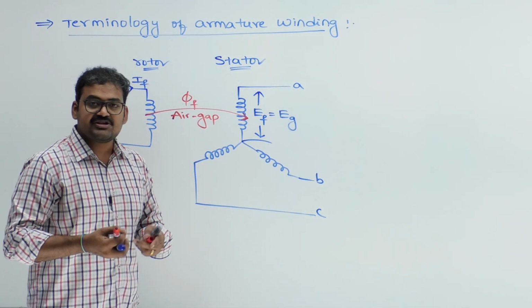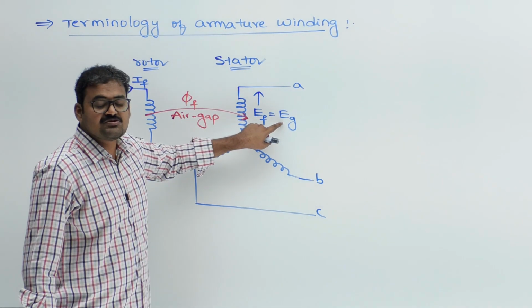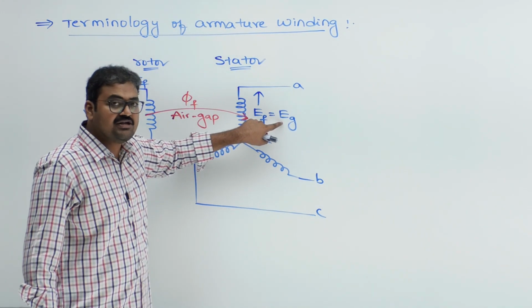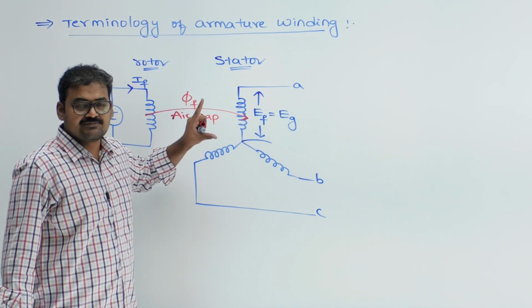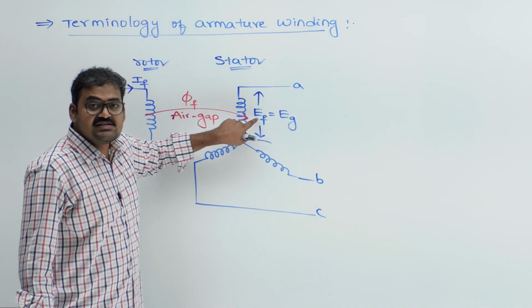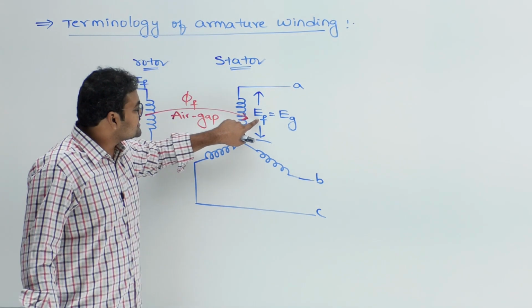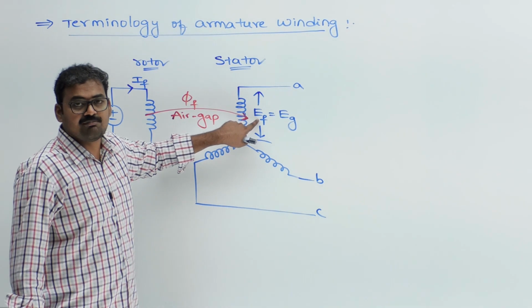In some of the literature, it is written as field induced EMF. In some of the textbooks, they write it as generated induced EMF. Anything is correct. Why is it called a field induced EMF? Because this is the EMF induced with the help of field flux. That's why it is called a field induced EMF.